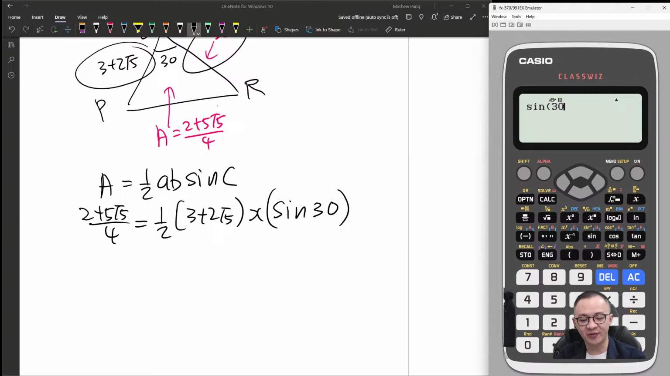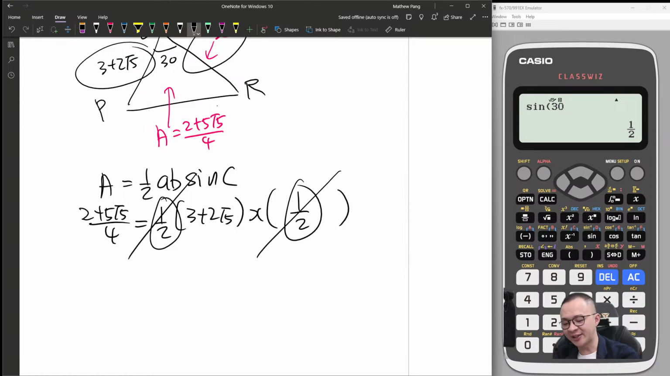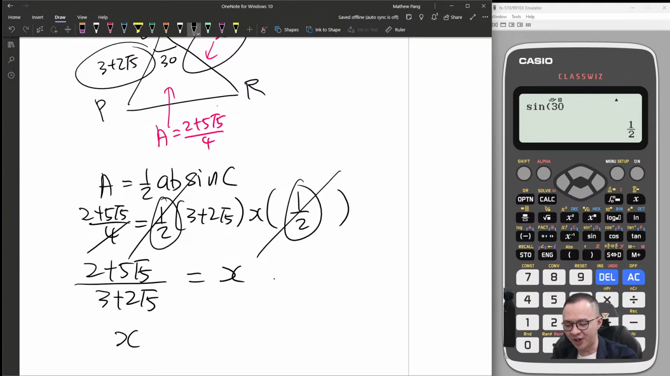Sin 30 is 0.5, or 1 over 2. So sin 30 I can change to 1 over 2. So here we get 1 over 4, right, if I multiply. So these two move to the other side, multiply 4, right? So 4 is gone already. So right now, I have 2 plus 5√5. This one, 3 plus 2√5, moves to the other side, becomes divide, equals x. Alright, then definitely I need to rationalize it. So the rationalize is what? I will need to multiply 3 minus 2√5 for top and bottom, to get rid of the surd at the denominator.